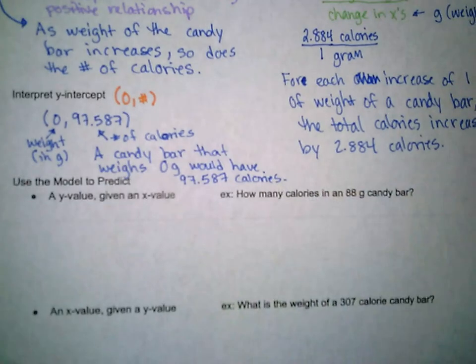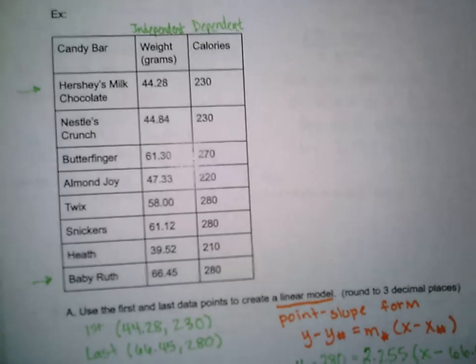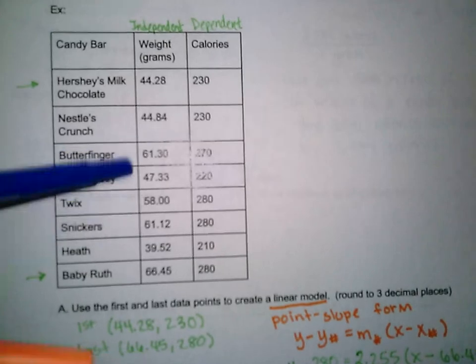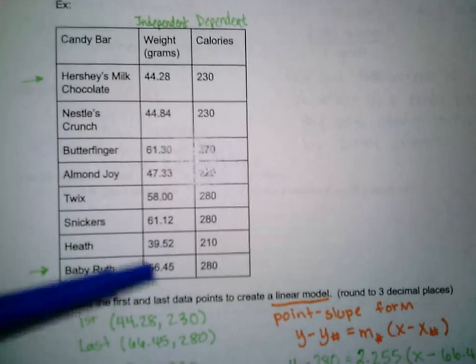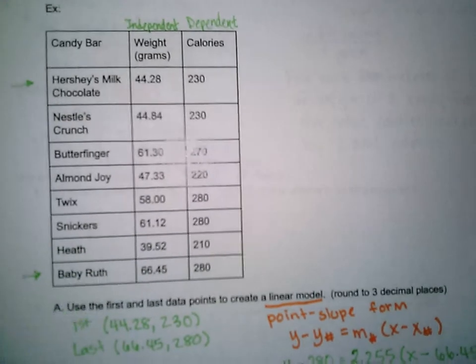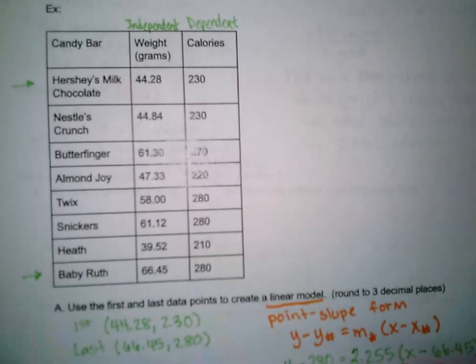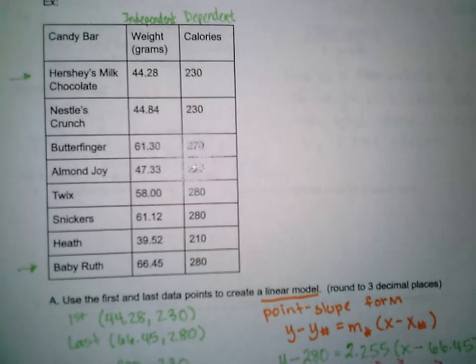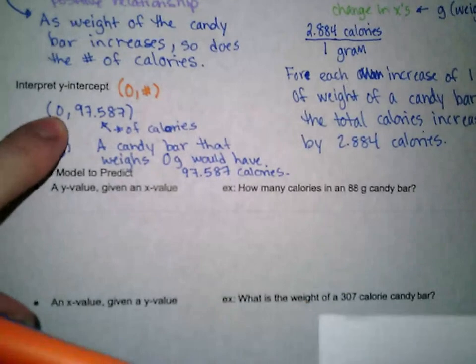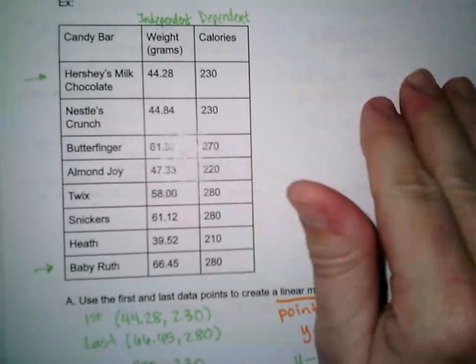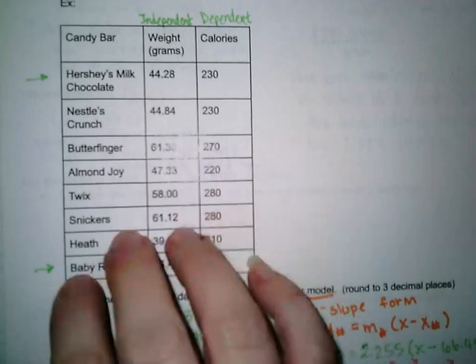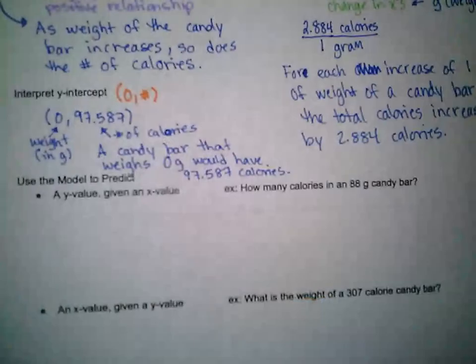So let's talk a little bit about that. When we're creating these models, they are based on a set of data values. Our data values ranged between 39.52 and 66.45. So when we're creating our model, we're just using a very narrow range of weights for our candy bars. If we go very far outside of that range, say to 0 grams, then the model may not be a good fit for that data anymore. Or if we went super far out the other way, like 200 grams, this model may not be a very good fit for our data.